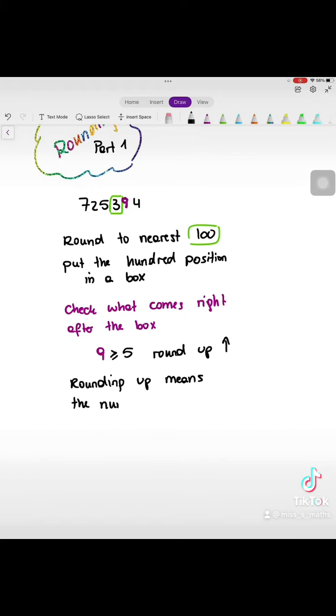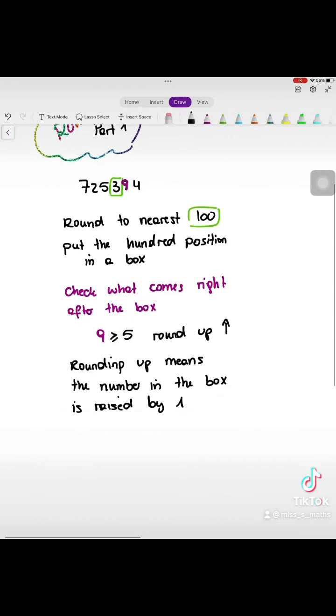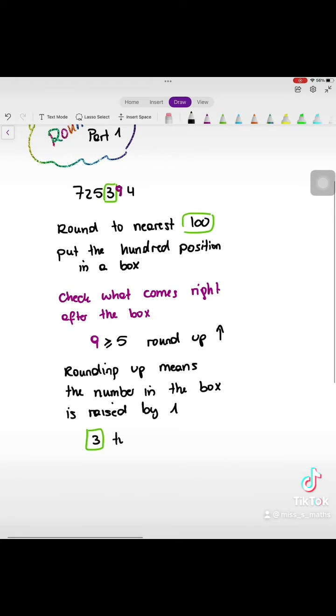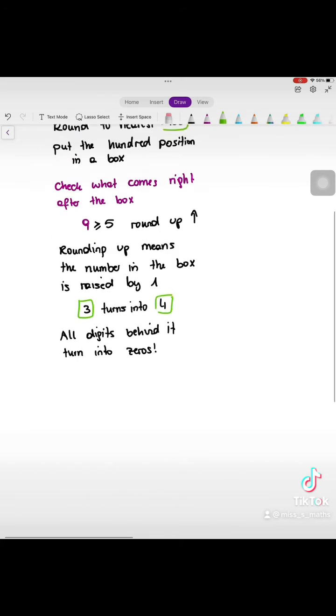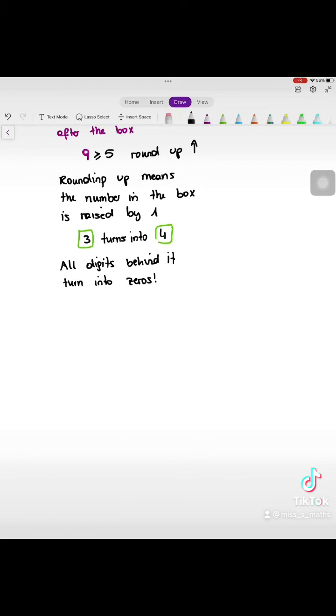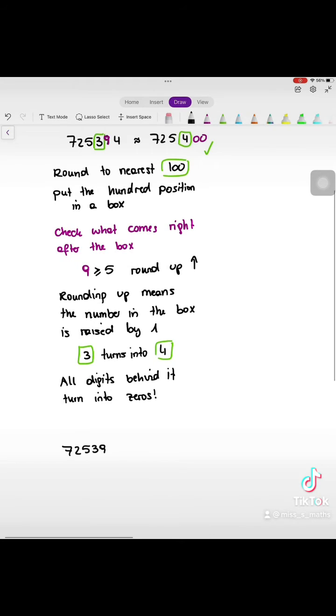So put your number in a box and then look at what comes right after that box, because this number behind the box now determines if we have to round up or down. Now, since this number behind the box is a 9, we need to round up because 9 is greater than 5, and rounding up means that the number in the box turns into the next higher number, so from 3 to 4, and all remaining digits after the box need to turn into zeros.